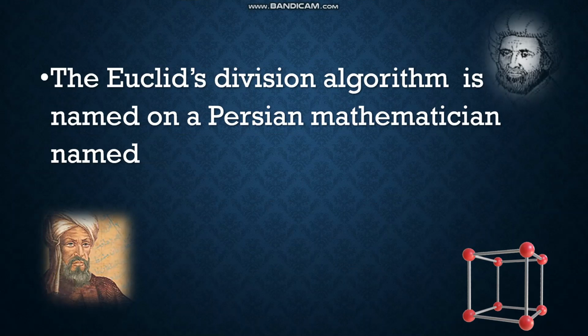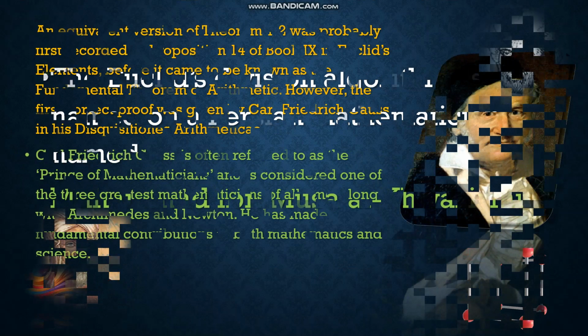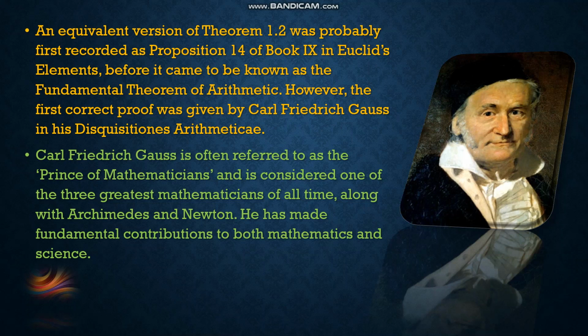Euclid's division algorithm is named after a Persian mathematician, Muhammad ibn Musa al-Khwarizmi. An equivalent version of theorem 1.2 was probably first recorded as proposition 14 of book 9 in Euclid's Elements. Before it came to be known as the fundamental theorem of arithmetic, however, the first correct proof was given by Carl Friedrich Gauss.